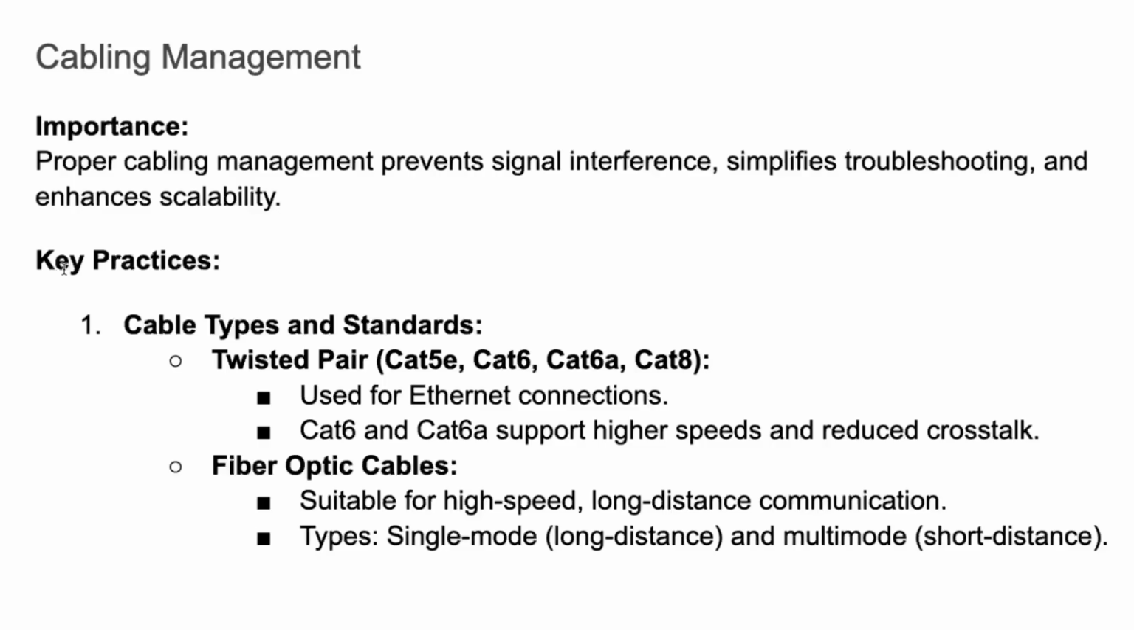Cabling management, I think, is the hardest part of setting up a room, because it can get overwhelming very quickly. I would say start in segments: start with one machine, connect it, organize all of the cables, make sure you're good, and then move to the next one, connect it, organize all the cables. Once you have a section, you organize all of the cables for that section before you move on to the next section. That's the best way to do this. Proper cabling prevents signal interference, it simplifies troubleshooting, and it enhances scalability.